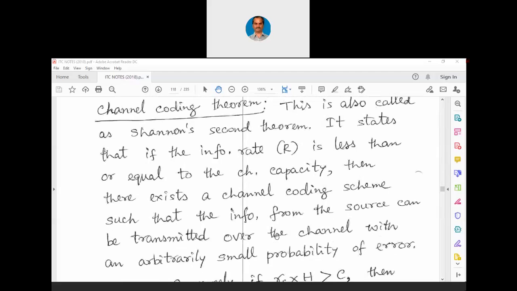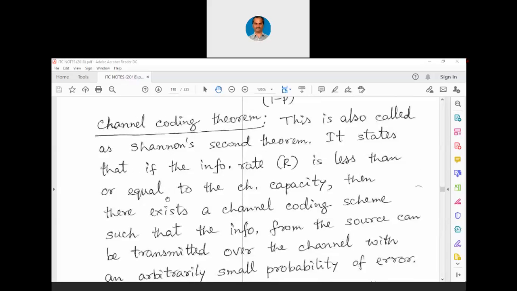We will come to the channel coding theorem now. This is one of the remarkable outcomes of Shannon's work. This is called Shannon's second theorem. We have already seen Shannon's first theorem, also called the source coding theorem, in the previous module. In the third module, we are now seeing Shannon's second theorem. It is called the channel coding theorem, because here we are discussing channel coding.